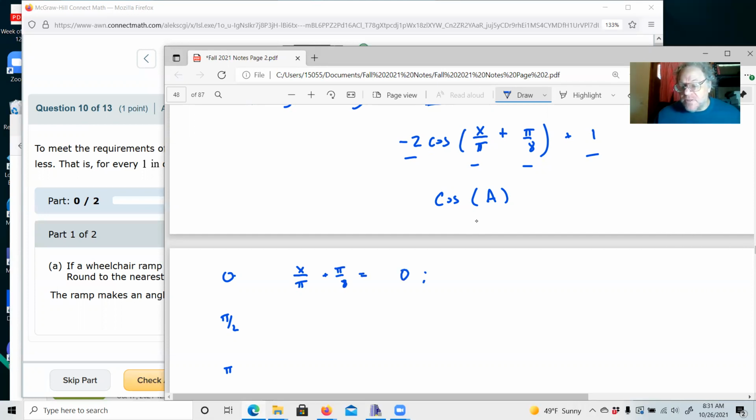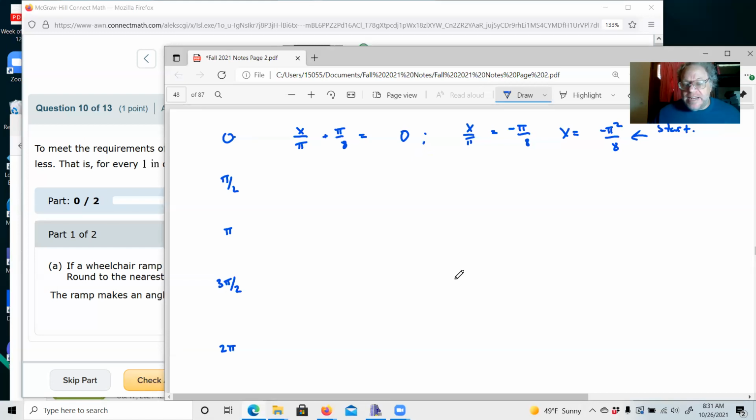So this is going to be x over pi is equal to negative pi over 8, by solving. And then we say this is x equals negative pi squared over 8. This is our start. That's our starting place. Where's our ending place? You don't have to do these in order.